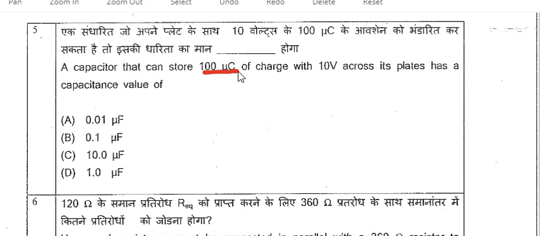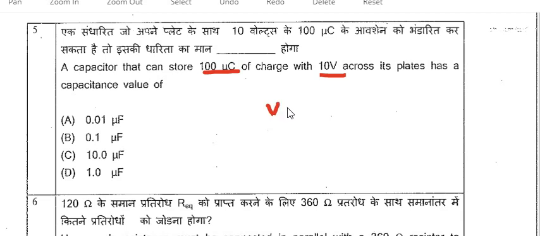He has given the charge, and he has also given the voltage. Now what is he asking? He is asking us to calculate the capacitance. So now we have to calculate the capacitance.